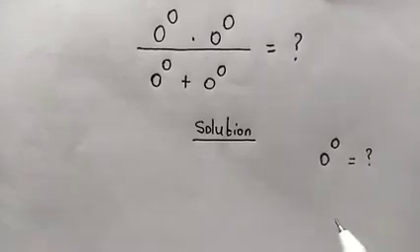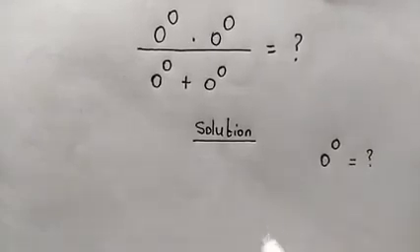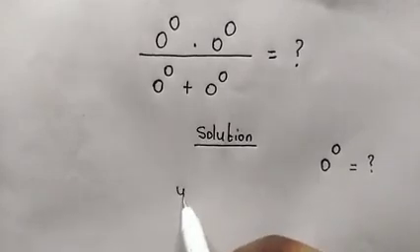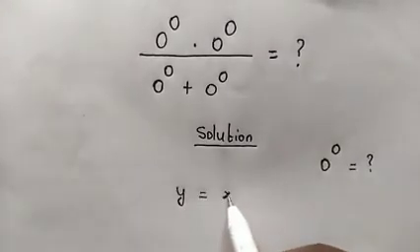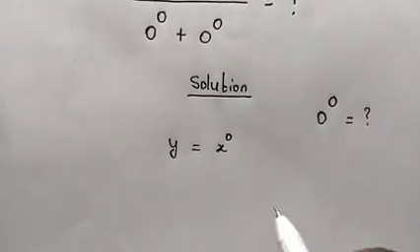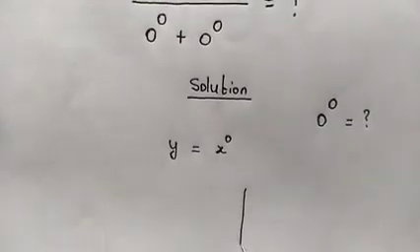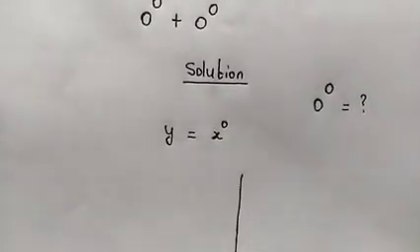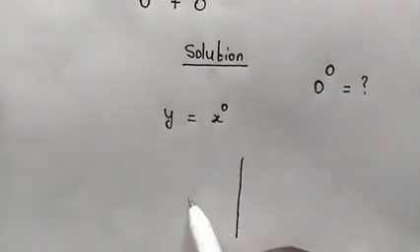To do this, we're going to consider the following graph. Let's say y is equal to x raised to the power of 0. Now we have the graph of y is equal to x to the power of 0.